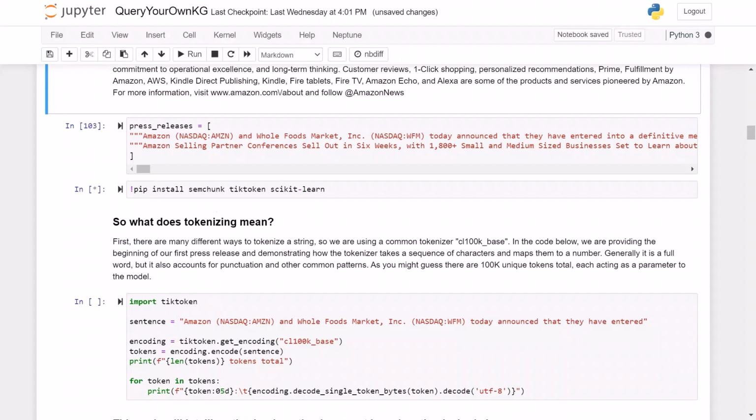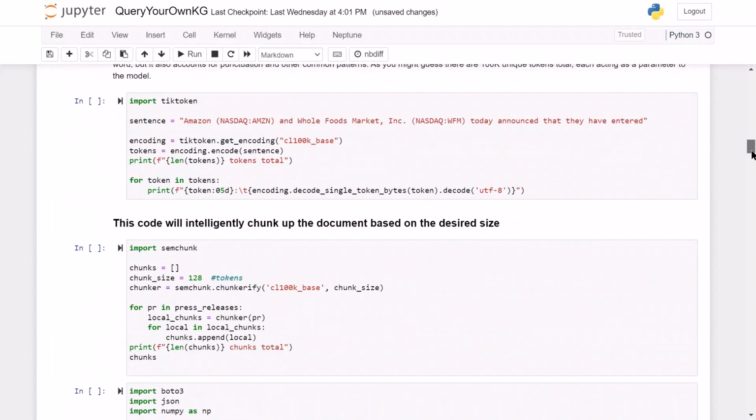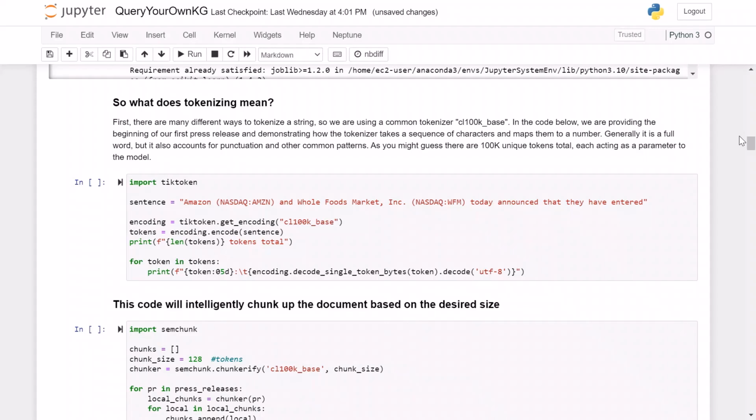And I'm going to install some Python tools that are going to help me analyze these. So I have semchunk, tiktoken, and scikit-learn. So first thing that needs to happen is tokenizing. So what does tokenizing mean? Tokenizing is a way of taking a sequence of characters and mapping them to a set of numbers. And those numbers are going to be fed into the large language model. So in this case, I'm using the cl100k_base, which is one of the tokenizing models. Each LLM uses its own tokenizer, so I'm just using this as an example.